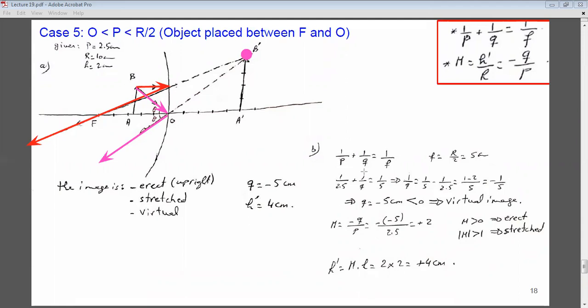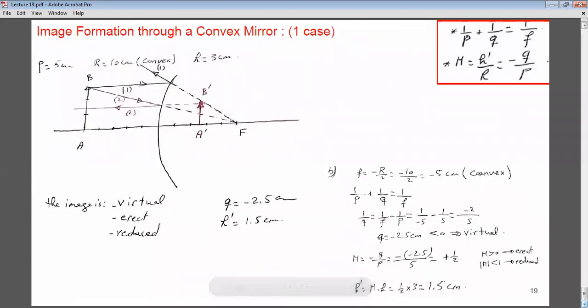Now, if I apply 1 over P plus 1 over Q equal 1 over F, where F is 5 centimeter, I will get Q equal -5 centimeter. It is negative, so it's virtual. M is minus Q over P, so it's +2, implies it is positive, implies it is erect. It is bigger than 1, so it is stretched. And finally, H prime is M times H, so it is 2 times 2, it is 4 centimeter. So these are the 5 cases in the case of concave mirror.